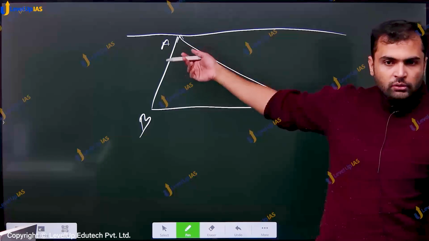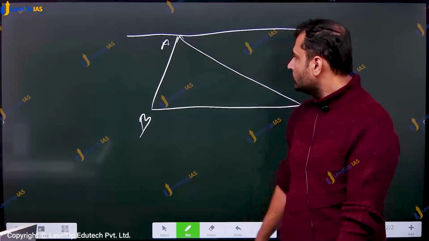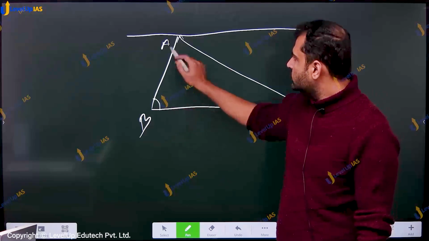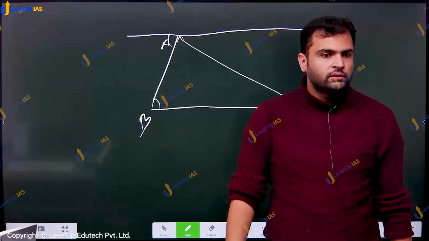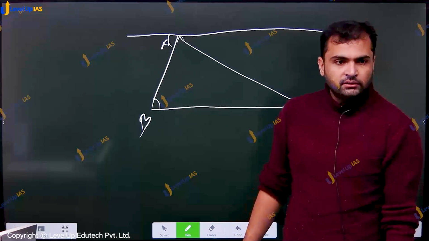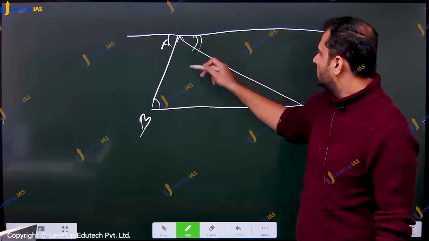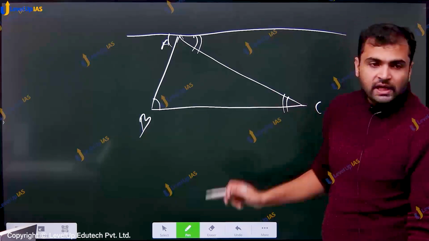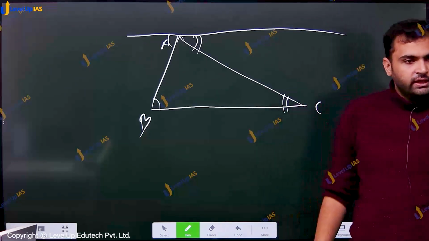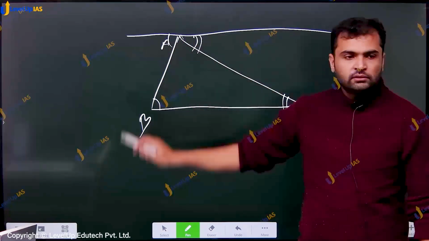कर सकता हूँ draw, कोई problem नहीं है. I can always do this for any triangle. Then what can I say about this angle and this angle? Equal है. Why? Because they are alternate. Z shape. Similarly, this angle is equal to this angle C. Again alternate angles.